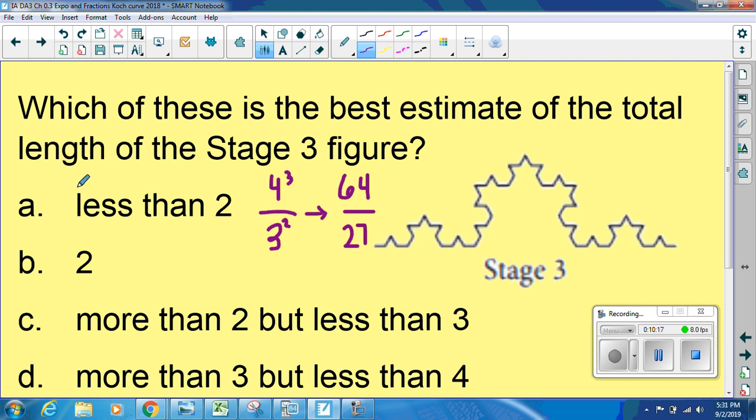Well, that's greater than 2. Can't be 2, because I can fit more than 1 27 into 64. So it can't be exactly 2. More than 2, less than 3. I can fit 2 27s in 64. I can't fit 3 27s in 64. So it's more than 2, but less than 3.